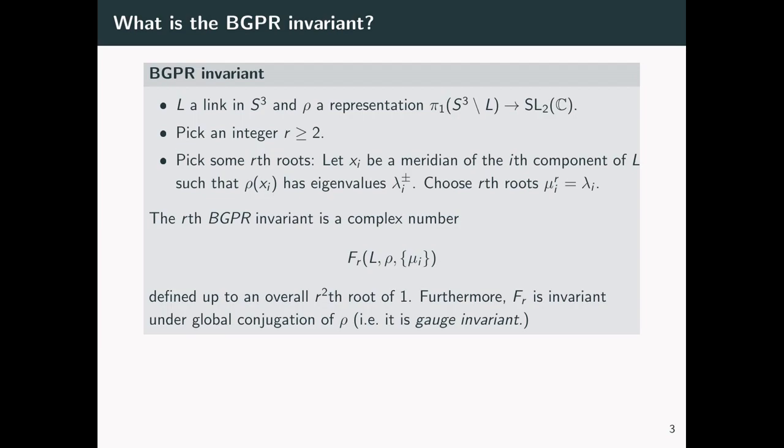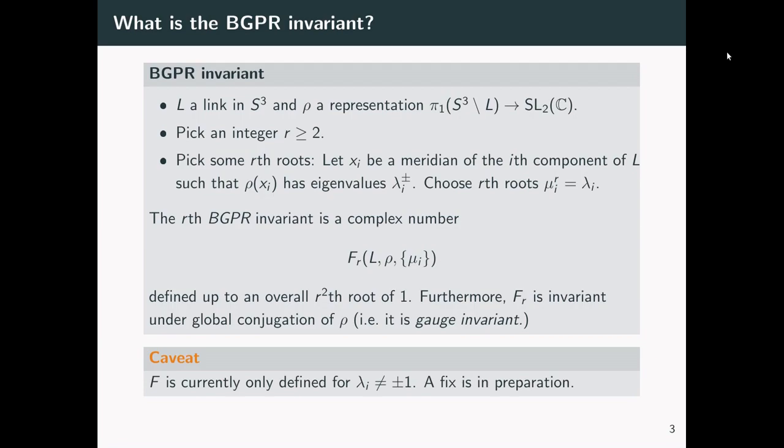So there's some indeterminacy. It's not only an invariant of L, but it's invariant under gauge transformations, i.e. global conjugation of rho. So if you move around your base point or change basis in SL2C or C^2, whatever you want to do, it's still well defined.